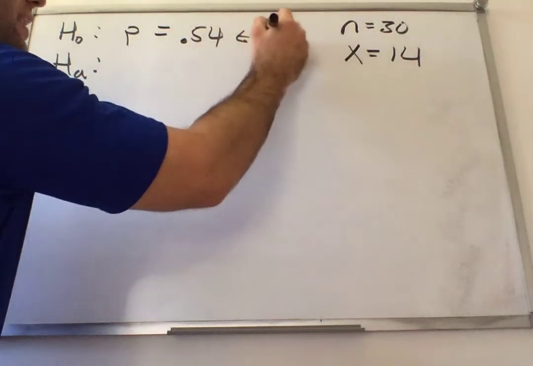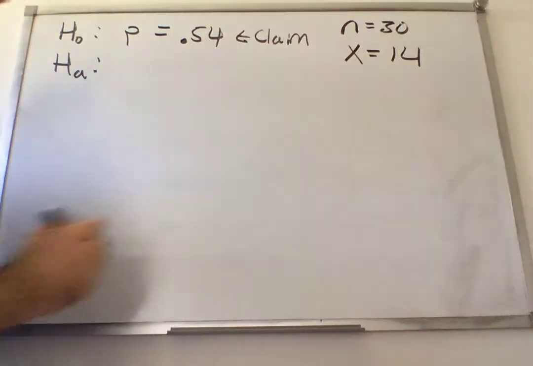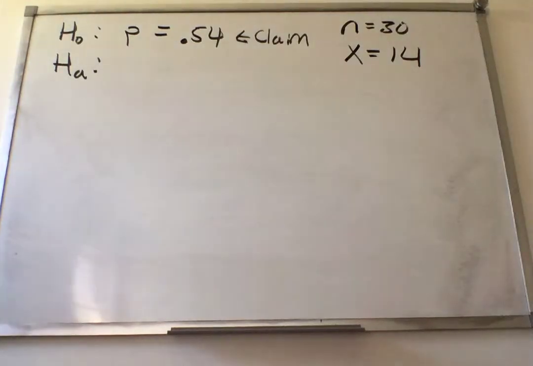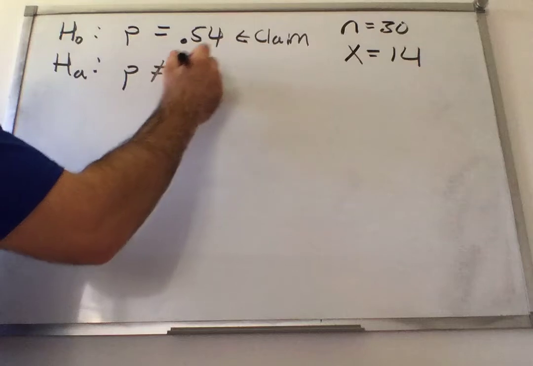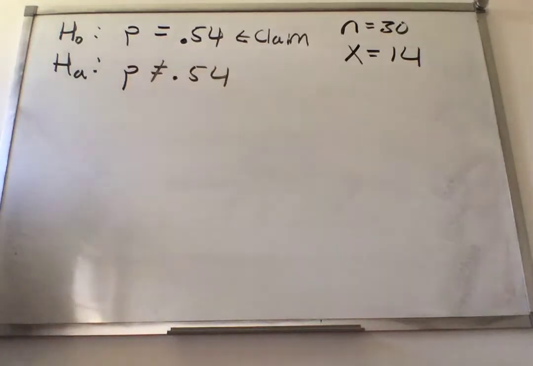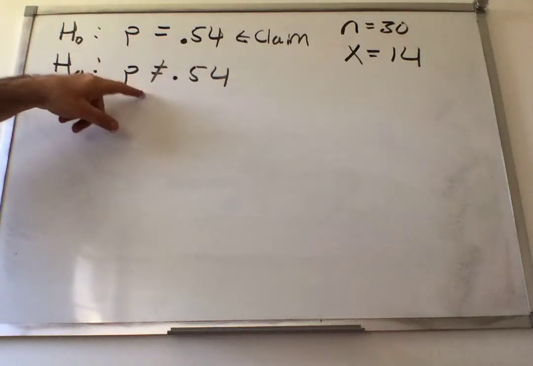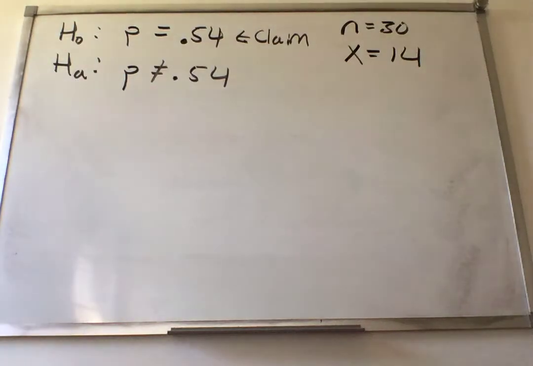And right here is our claim. So the alternative hypothesis has the not equal to 0.54. This right here is a two-tailed test. We haven't done a two-tailed test yet. It is not equal to.